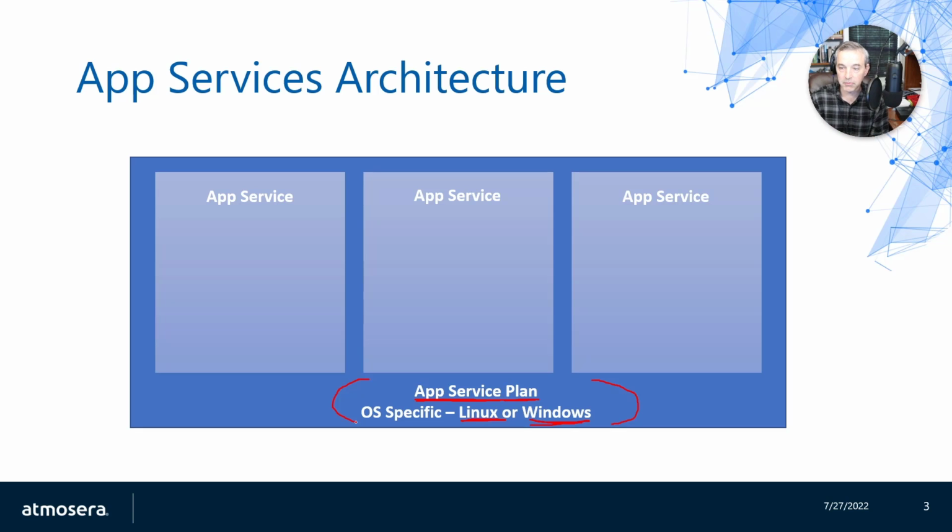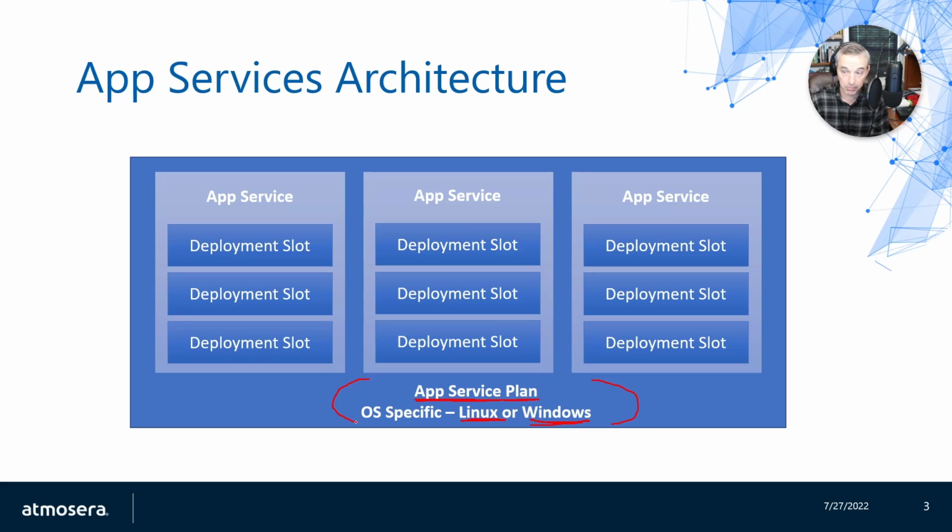Now, each app service is divided into what we call deployment slots. A deployment slot is basically a way to slot an application into an app service, where I can keep an instance of my app running, install another instance of it, and then swap over to the new instance if I wanted to, or I can load balance between the two if I want to do some kind of A/B testing or something like that.